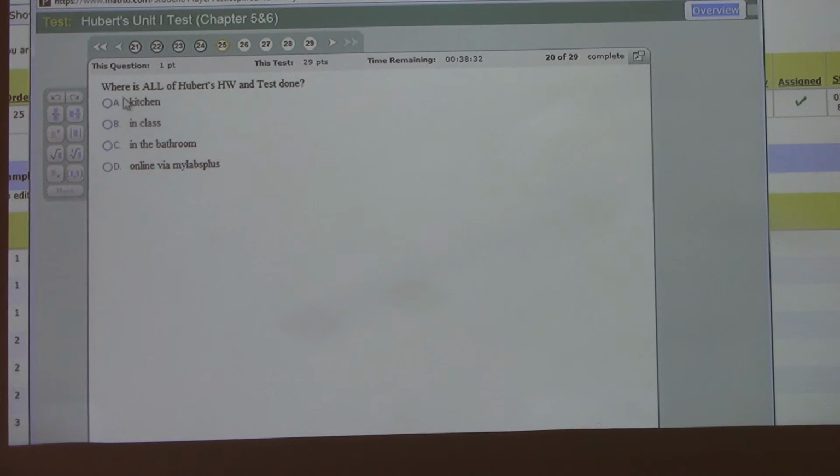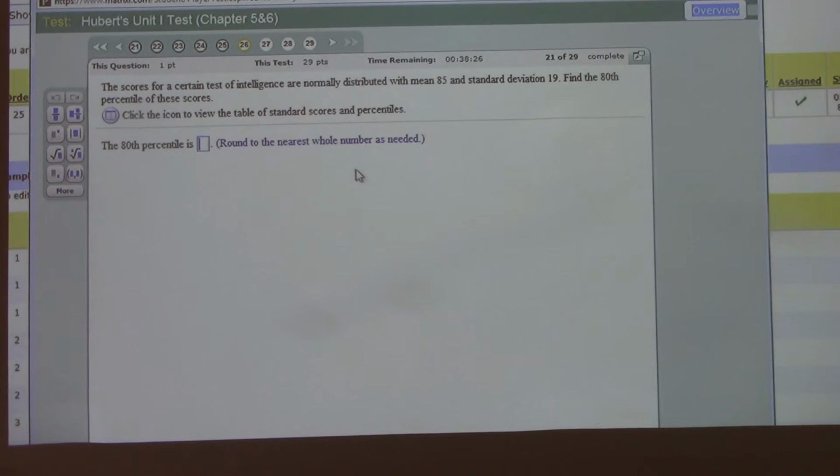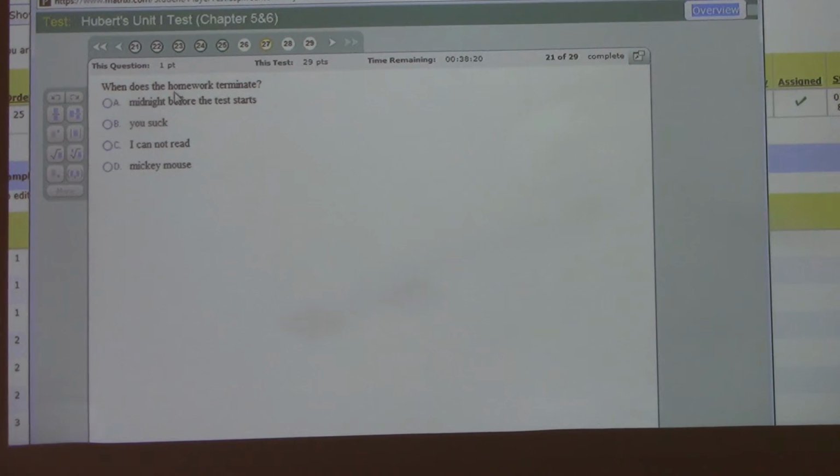Where is all of Hubert's homework and test done? Online. We've already done normally distributed. When does the homework terminate? Midnight. Usually midnight, when the test starts. All of mine ends at midnight, and it's the only answer that makes sense.